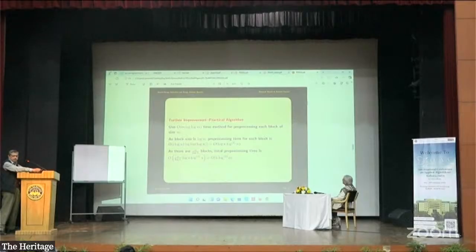Finally, let me describe a practical algorithm for this problem. Instead of using the Wikipedia algorithm for pre-processing, I use the algorithm which I just described for pre-processing each block. So basically, what I just showed was that there is an m log log m time algorithm for pre-processing an instance of size m, and I use that algorithm for pre-processing each block. As each block size is log n, the pre-processing time for each block is going to be log n into log of log m, which is log iterated 3 times of n. As there are n over log n blocks, the total pre-processing time becomes n log of log of log of n.